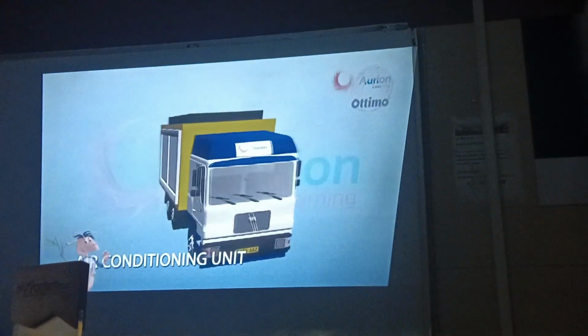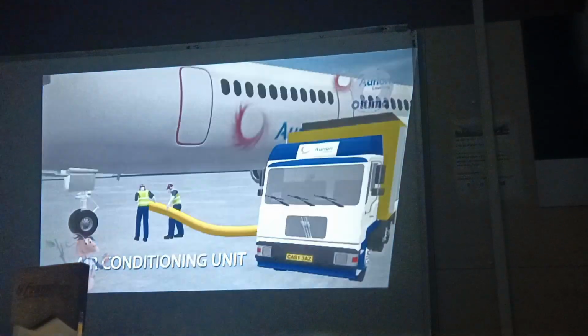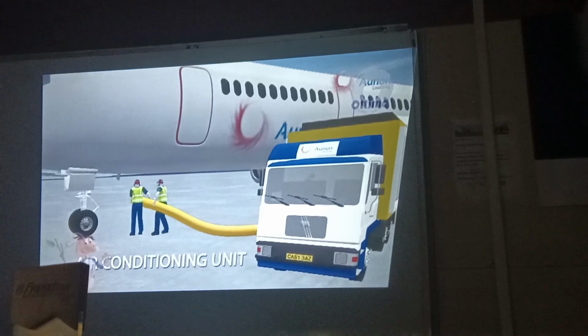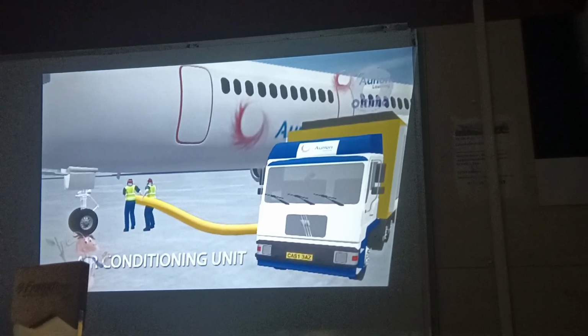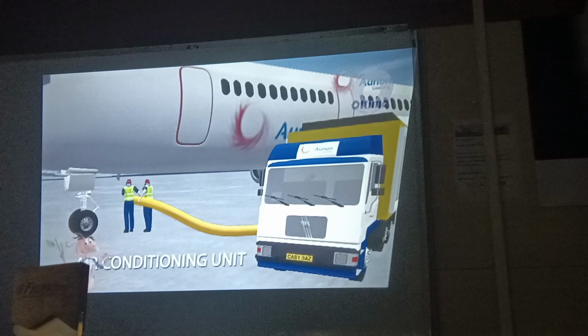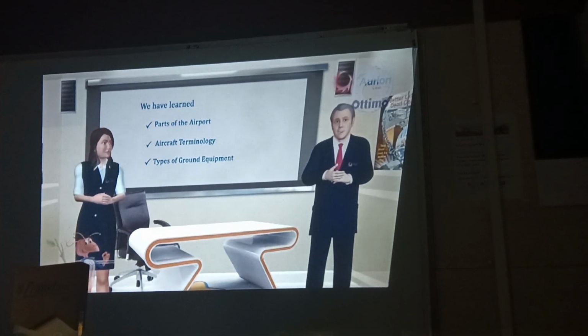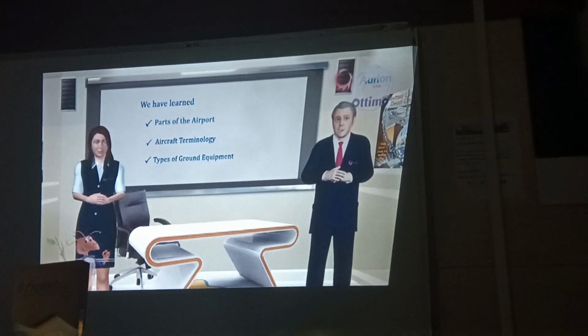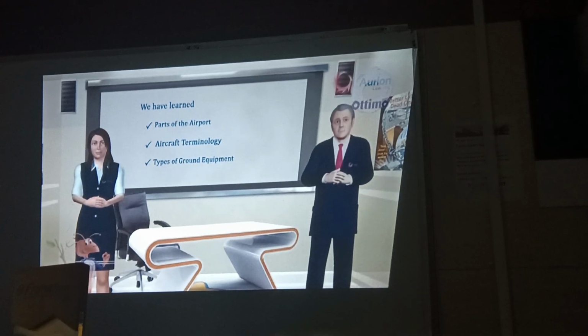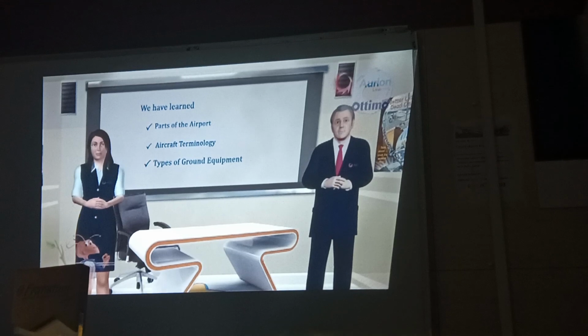Air conditioning unit, or ACU, is the equipment used for cooling or heating the passenger cabin air when the aircraft is on ground. This brings us to the end of the first module, where we have learned parts of the airport, aircraft terminology, types of ground equipment.